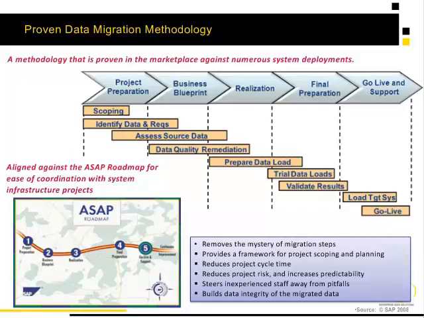At Utopia, we espouse a methodology that aligns with SAP's ASAP methodology. And what that does is help to define the data migration steps and take the mystery out of those steps. It gives us a framework for planning and scoping. It reduces your risk, and that's the key in all of this, reducing your risk, understanding where you're going and what you're going to do. And it gives you data integrity when you finally go live.